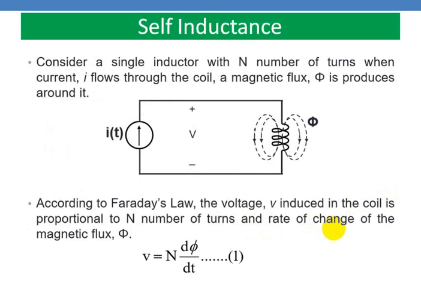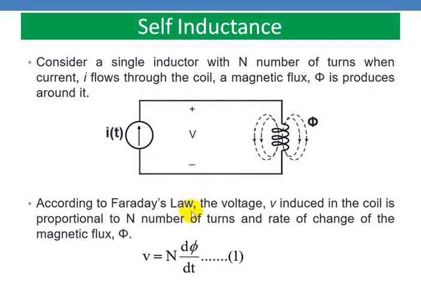Let us see about self-inductance. So consider a single inductor with N number of turns. When current I flows through the coil, a magnetic flux phi is produced around it. So this is the circuit. I of t is flowing through this coil. This coil is having N turns. And phi is the flux produced by the coil due to the current flowing through this coil.